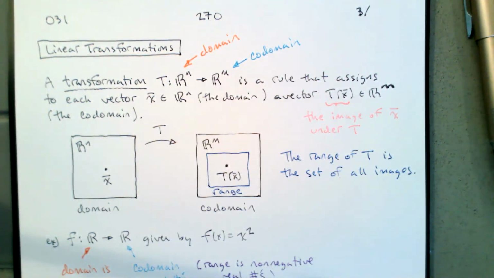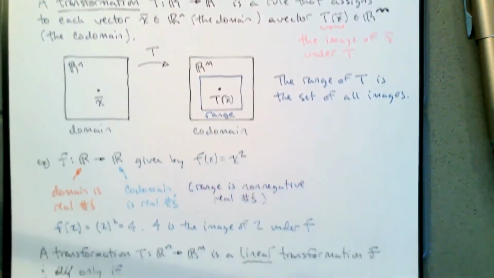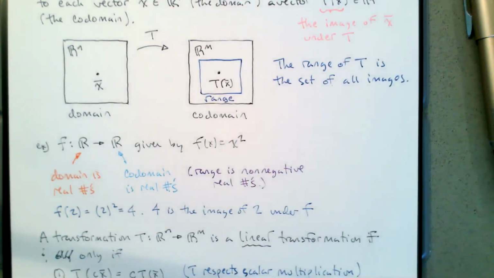Functions fit this description. So for example, the function f mapping the real numbers to the real numbers given by f of x equals x squared is a transformation. The domain is going to be the real numbers. The codomain is also the real numbers. And the range for this function is the non-negative real numbers, because when we square a negative, we end up with a positive. When we square 0, we get 0. We know that f of 2 is equal to 4, so we could say that 4 is the image of 2 under f. So we're not looking at something new, we're just expanding on something old like we always do.